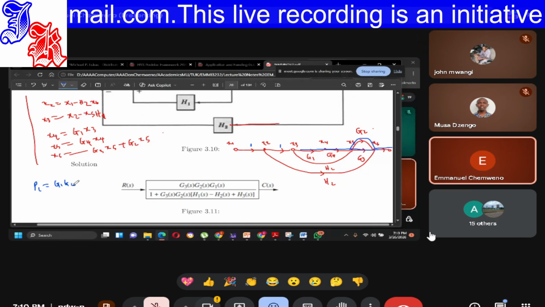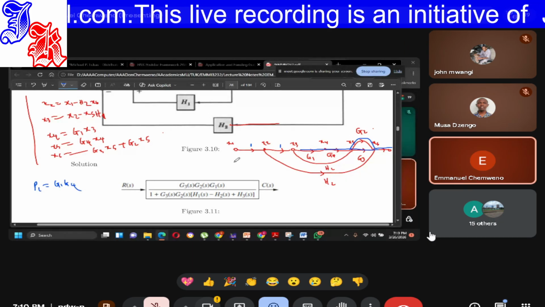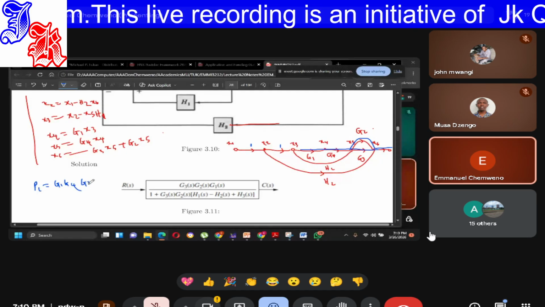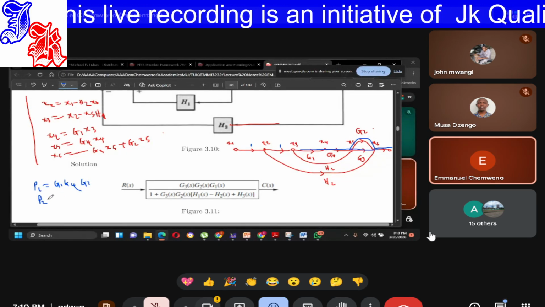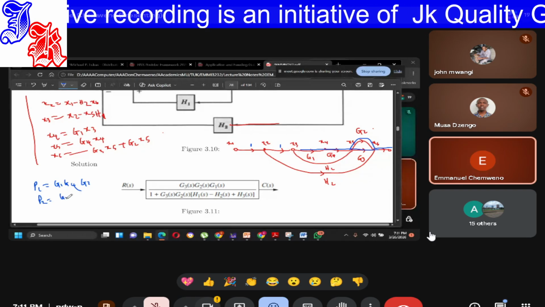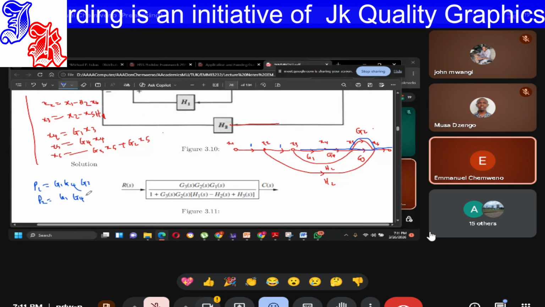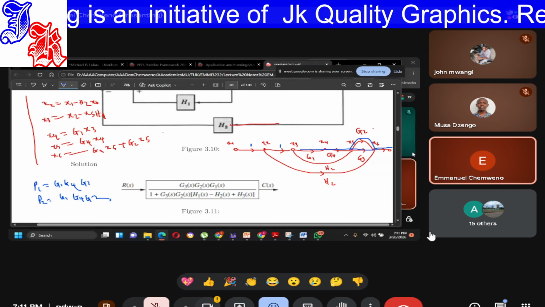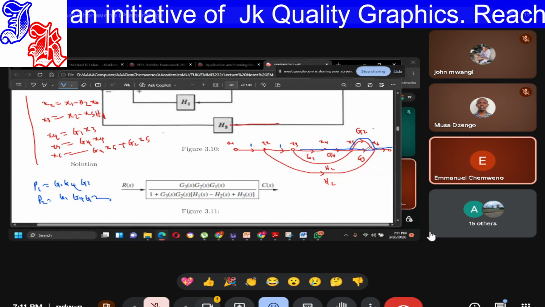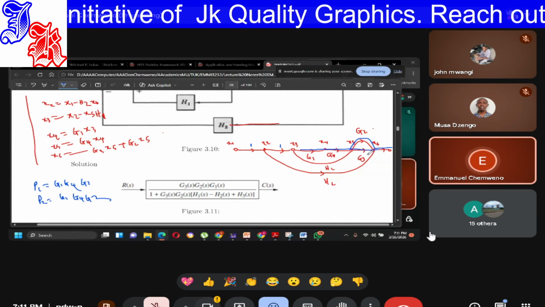G4, G2, and path 2, G1, G4, G3. Because of these two parts. That's from forward to in.